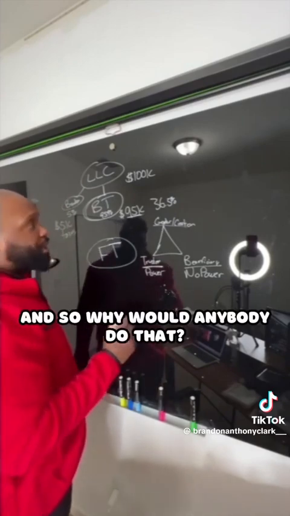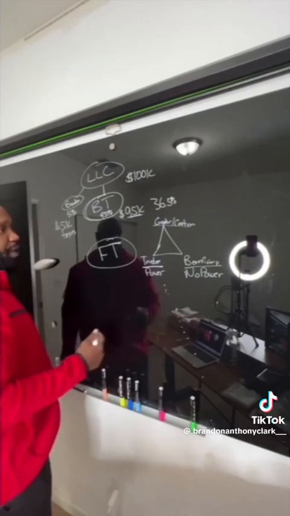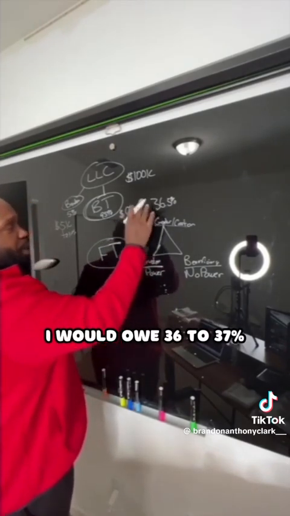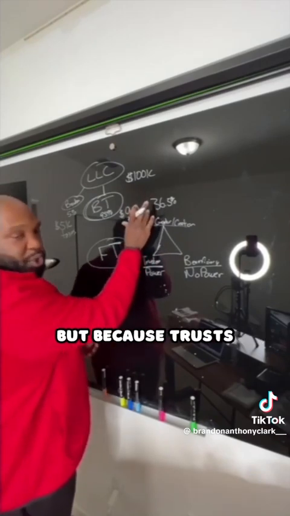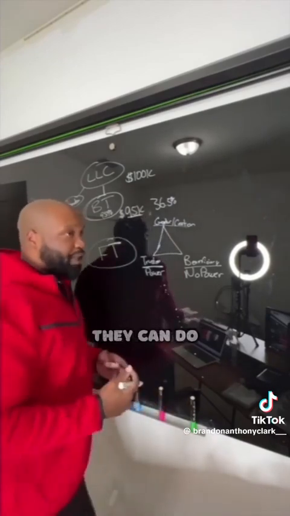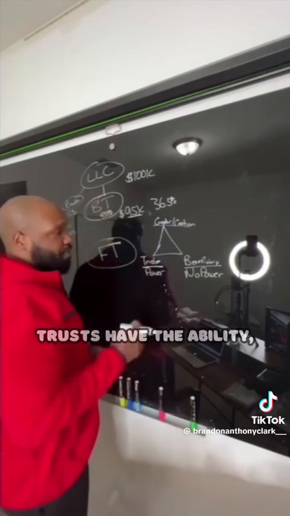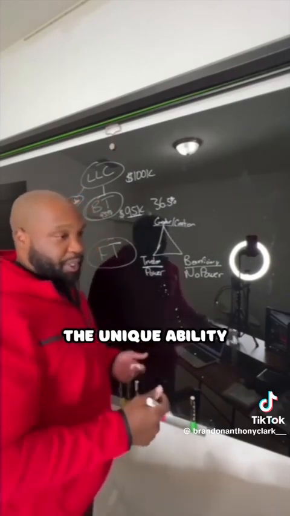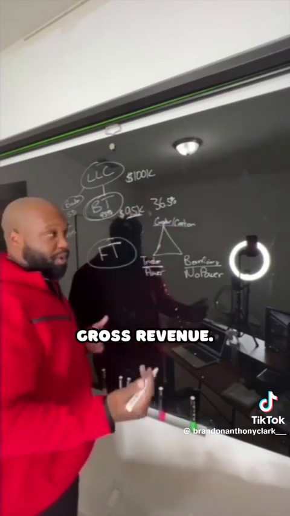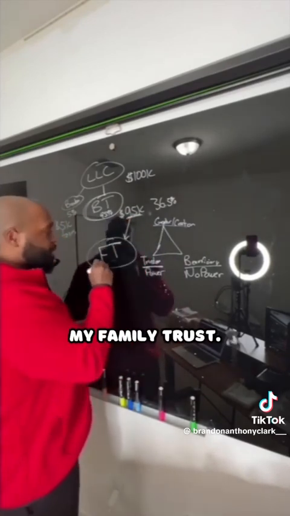And so why would anybody do that? I don't even want to go into all the details, but there's a lot of reasons. Plus this is recorded. But anyway, to make a long story short, this $95,000, I would owe 36 to 37% of taxes on that amount. But because trusts are these special entities, they can do something that we as people can't do. They can do things that S Corps can't do, C Corps can't do, LLCs can't even do this. Trusts have the unique ability to transfer or donate 100% of their gross profits, gross revenue.